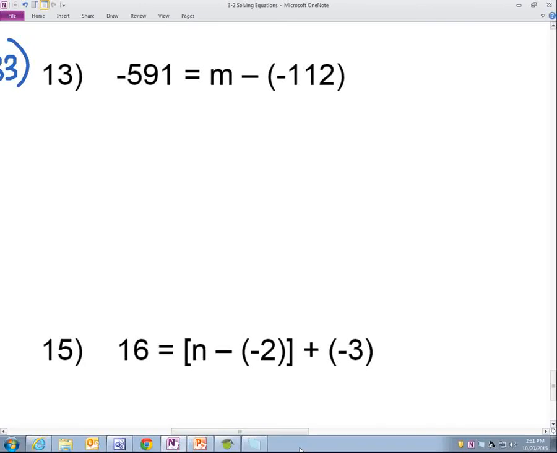Next one. First thing we're going to do is simplify. We have 2 negatives, and we know that double negative. If you have a question, ask me. I'm going to first change that because double negative is a positive.